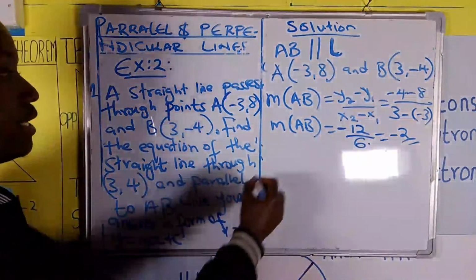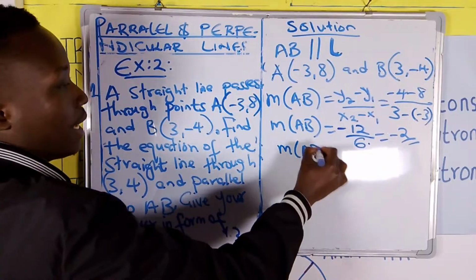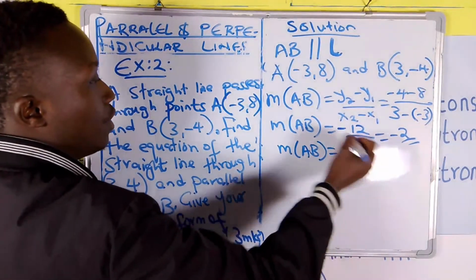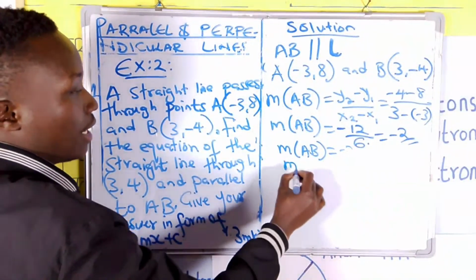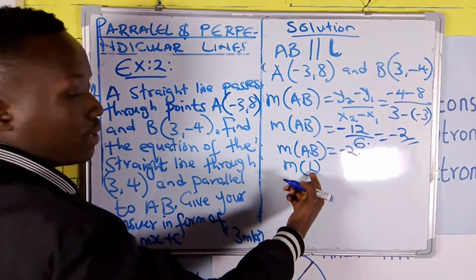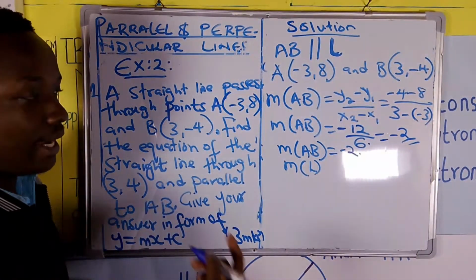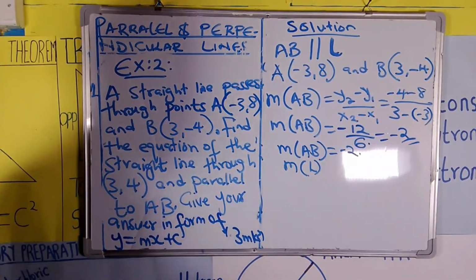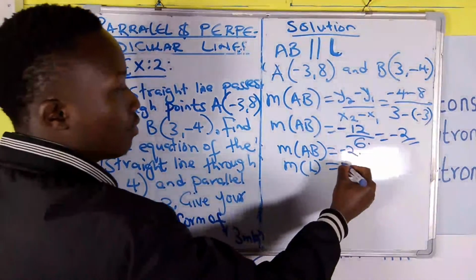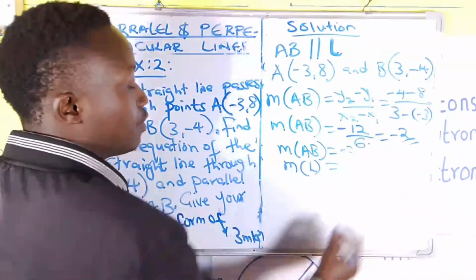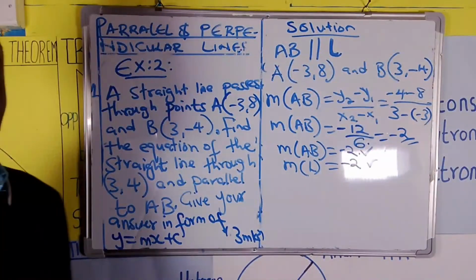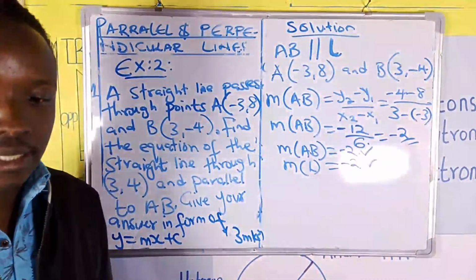So having the gradient of our line AB as negative 2, we can conclude that the gradient of line L, which is the unknown, the line to which we are supposed to determine our equation, is also equal to negative 2. Why negative 2? Because we said for parallel lines, the gradient is the same.